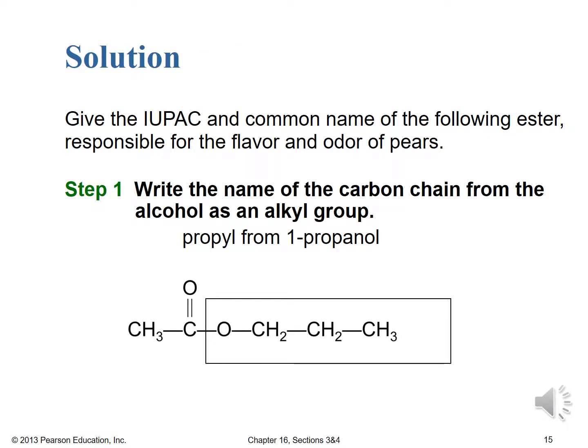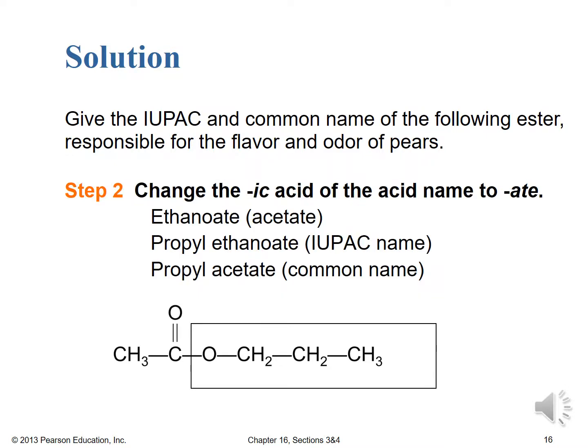Okay, so hopefully you followed the steps. Step 1 would be to write the name of the carbon chain from the alcohol as an alkyl group. So this would be a propyl from the 1-propanol, the alcohol that reacted. Moving on to step 2, we would change the ic acid of the acid name to ate.